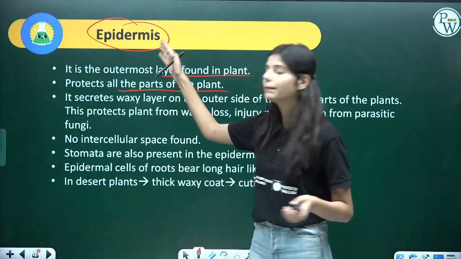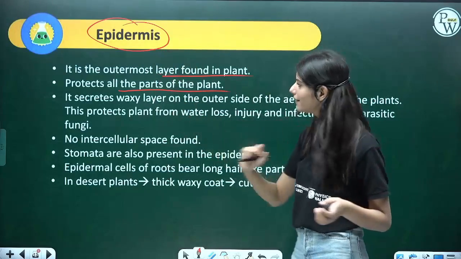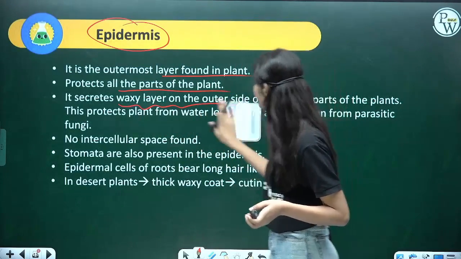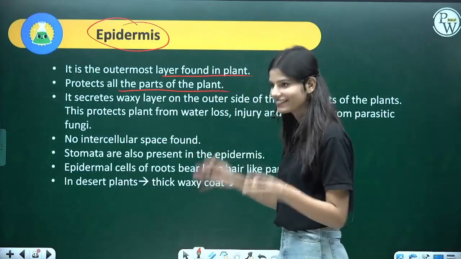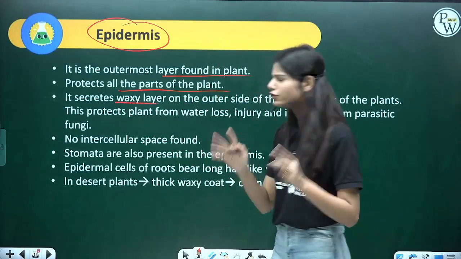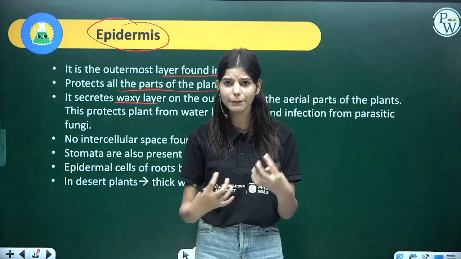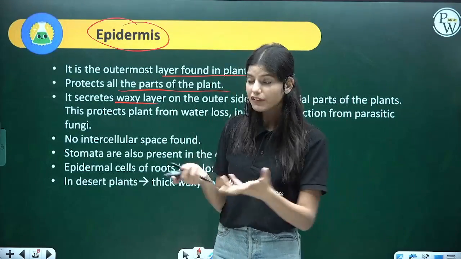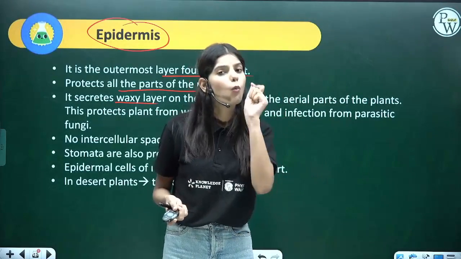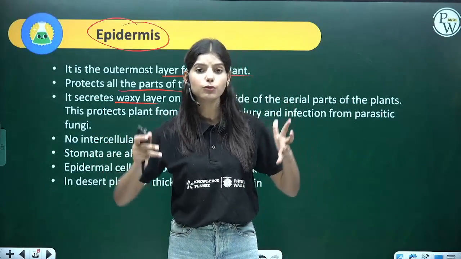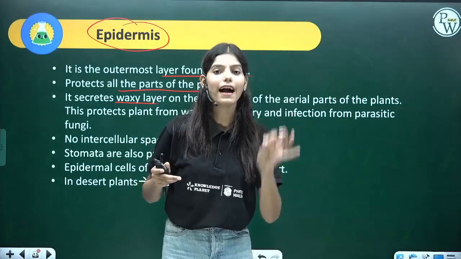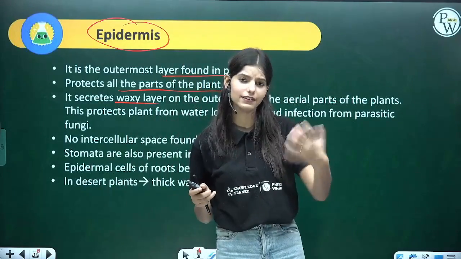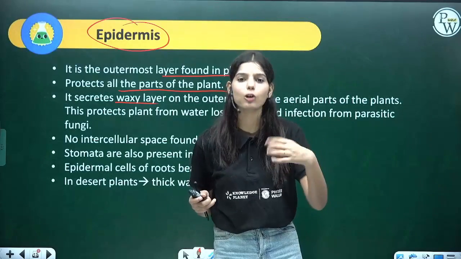Basically, the epidermis covers all the parts of the plants, and it secretes a waxy layer on the outer side of the aerial parts of the plant. You might have seen that some of the leaves and some of the stems are really glossy. Why exactly? Because their outermost covering secretes a waxy layer, and this waxy layer makes the leaves and stems look glossy.